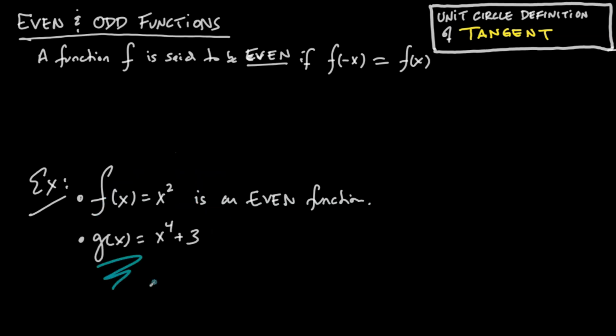Here's another one. g of x is x to the 4th plus 3. You might say, is that an even function? Maybe it's not so obvious. You can think of specific examples. Is g of minus 2 the same as g of 2? Well, let's see. g of minus 2 would be the 4th power of minus 2, which is 16, plus 3, which is 19. g of 2 would be the 4th power of 2, which is 16, plus 3 is 19. Okay, it checks out for minus 2 and 2, but this relationship is supposed to hold for all x.